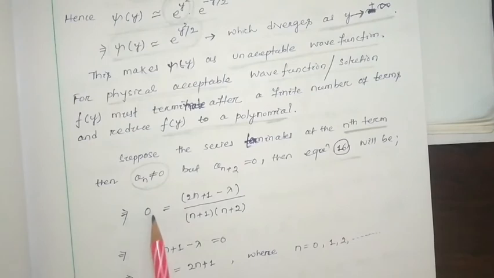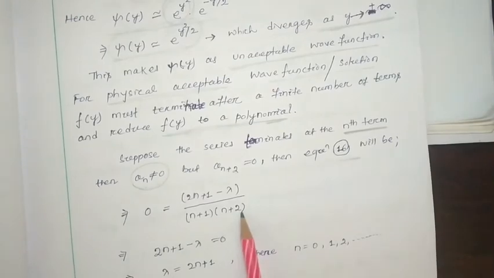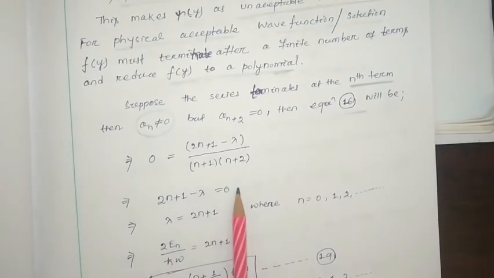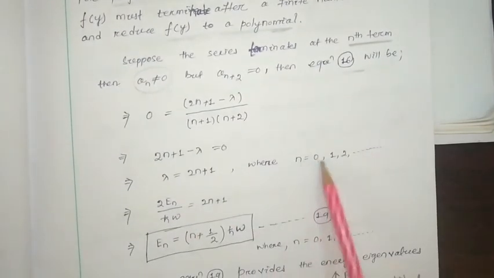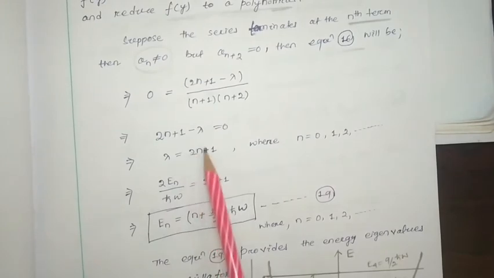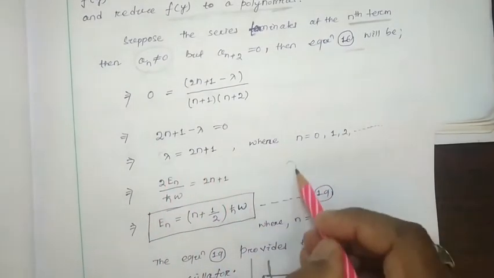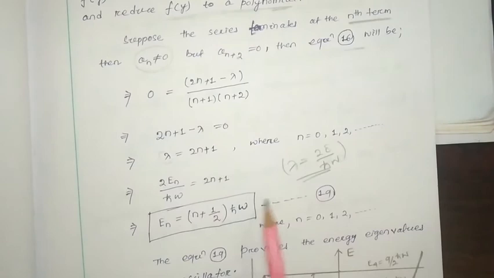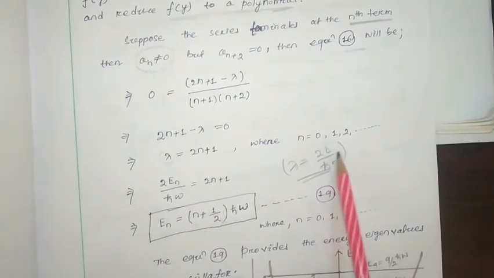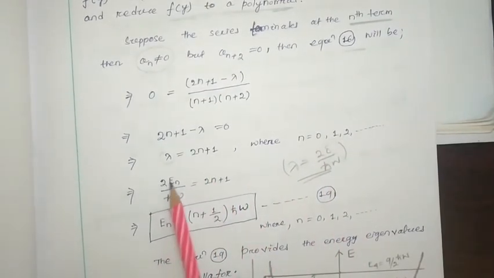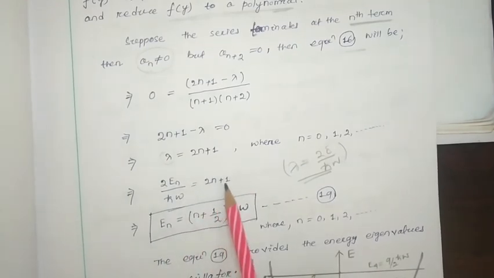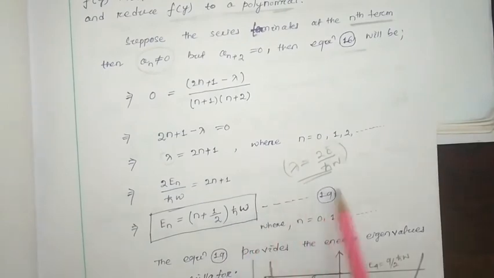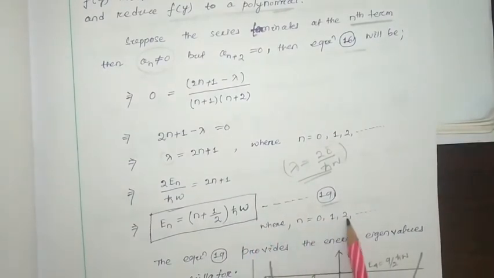So that implies 0 equal to (2n+1-lambda)/((n+1)(n+2)) times a_n. That implies 2n plus 1 minus lambda equal to 0, or lambda equal to 2n plus 1. Here n is equal to 0, 1, 2, and so on. Here as it is n, and we know that lambda is equal to 2E by h cross omega. We already know this one. Okay, if we put 2E by h cross omega instead of lambda, then E will not be one value. As it is n, it can be written as 2E_n by h cross omega equal to 2n plus 1, or E_n equal to (n plus 1/2) h cross omega.